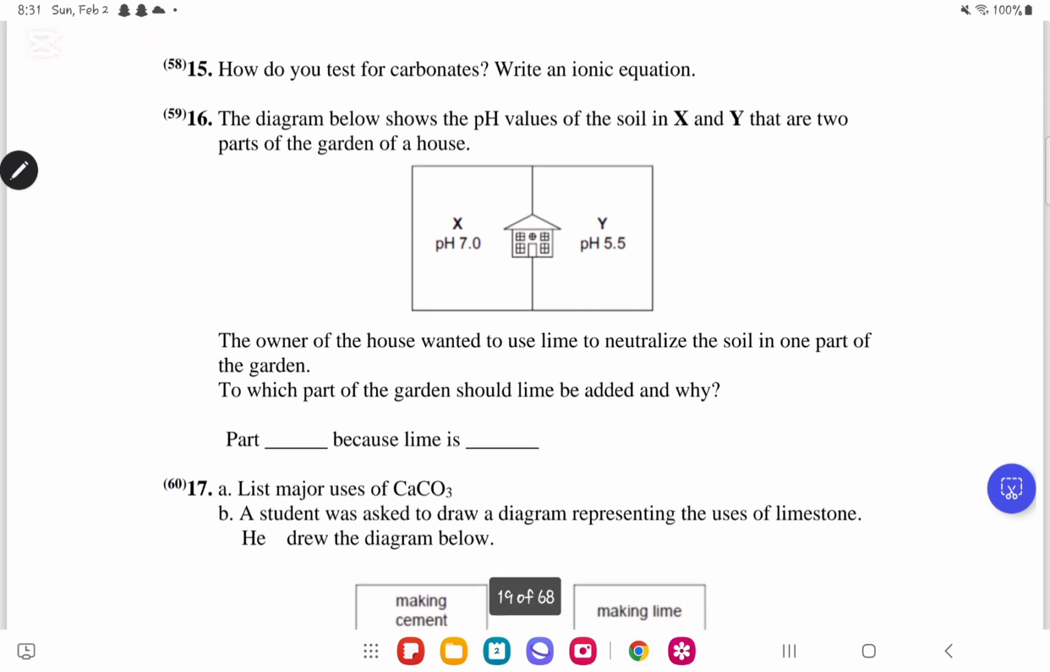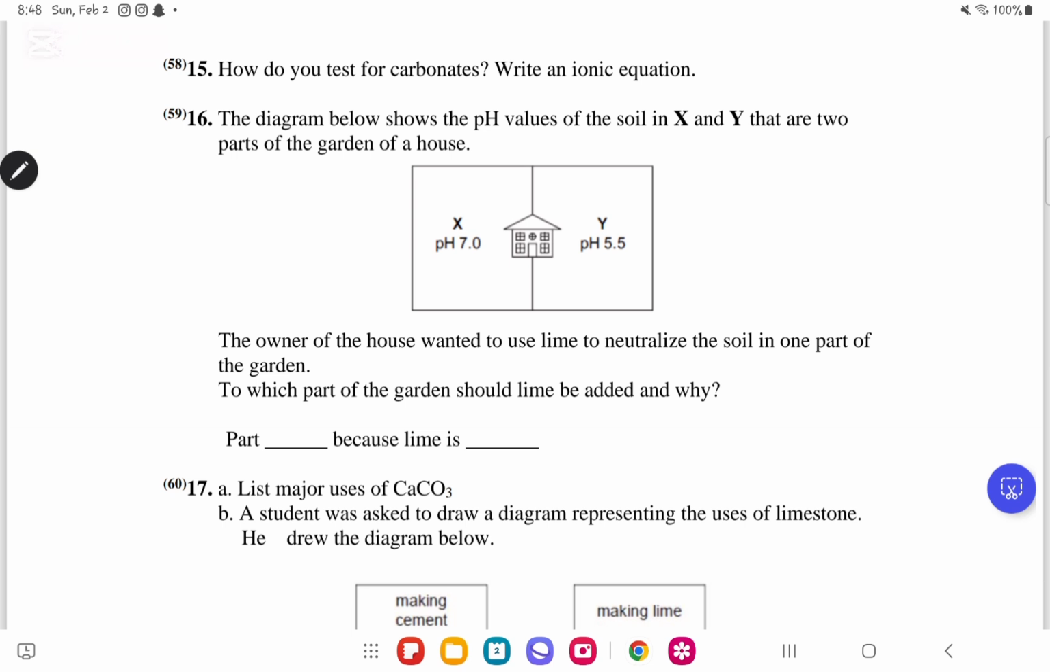How do you test for carbonates? To test for carbonates, you are going to add hydrochloric acid and it should be dilute. So you add a few millimeters of dilute hydrochloric acid to the sample. As a result, you see effervescence, a colorless gas will appear. This is carbon dioxide. And then to test for the carbon dioxide, you're going to add lime water. You're going to let the carbon dioxide pass over the lime water. And if it turns milky, then yes, it is carbon dioxide.